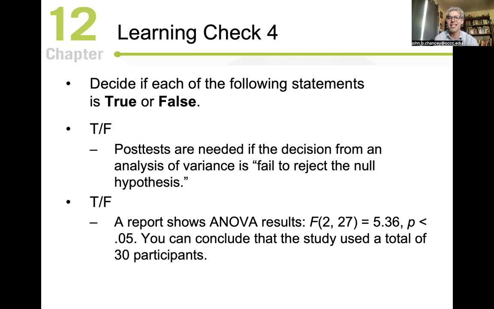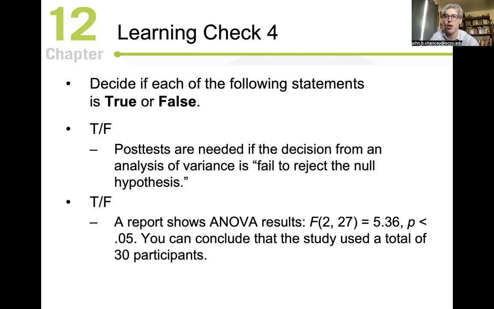Next one, decide if it's true or false. Post tests are needed if the decision from an analysis of variance fails to reject the null hypothesis. And then, true or false, a report shows ANOVA results F, with degrees of freedom 2 and 27 equals 5.36, P is less than 0.05. We can conclude that the study used a total number of 30 participants. So pause the video. Think about the different formulas we used earlier when looking at degrees of freedom.